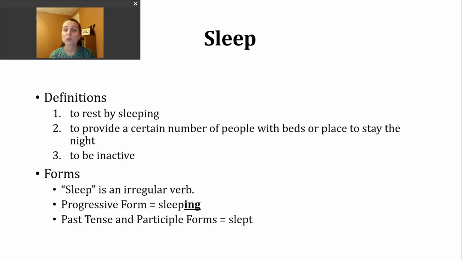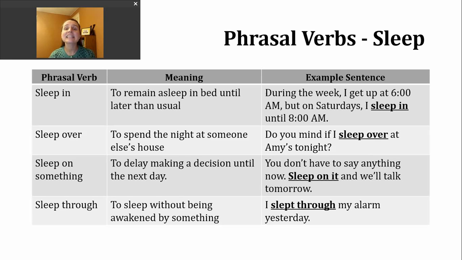To make the progressive tense, we're going to add ing to make sleeping. The past tense and participle forms of this verb are the same. It's pronounced slept. Slept. Next, let's take a look at some phrasal verbs that use the verb sleep.